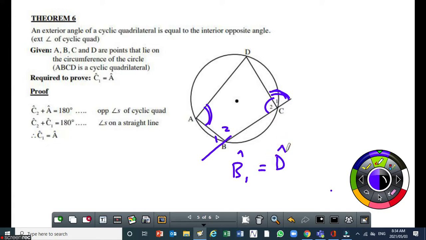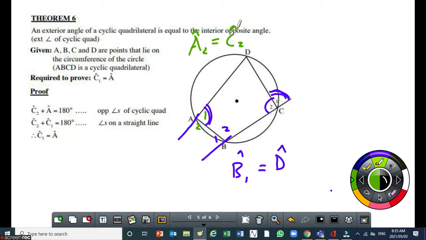Right? If I produce, say, AD from vertex A like this, I can create, maybe I'll call this A2, that one A1. So A2 will be equal to what angle? It will be equal to C2, because angle A1 plus C2 give me 180, and A2 plus A1 will also give me 180. Therefore, A2 equals angle C2.